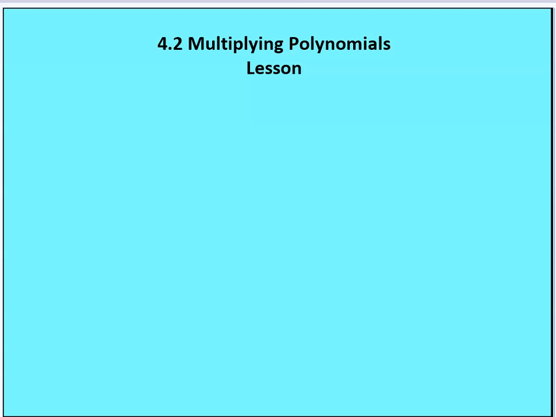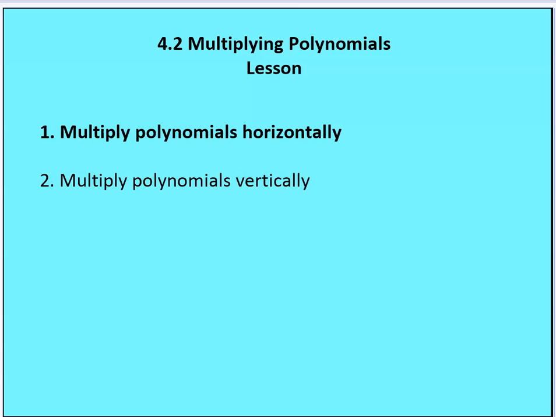Hello and welcome to part 2 of chapter 4.2. We're going to multiply polynomials. So we're looking at operations with polynomials. We're going to cover addition and subtraction, which we did previously. Now we're going to talk about multiplying polynomials, and we're going to do that both horizontally and vertically again, as we did with addition and subtraction.